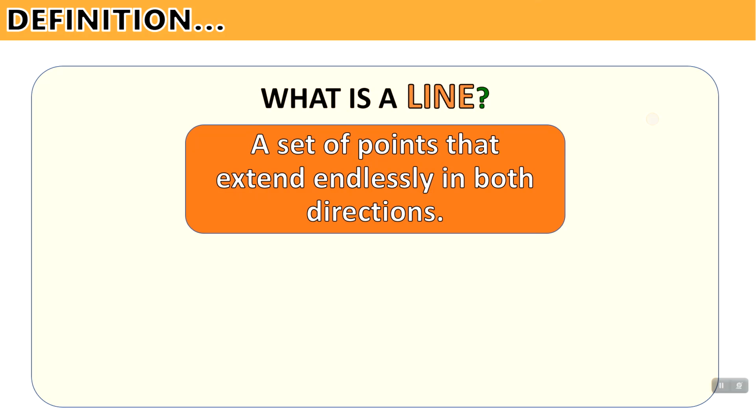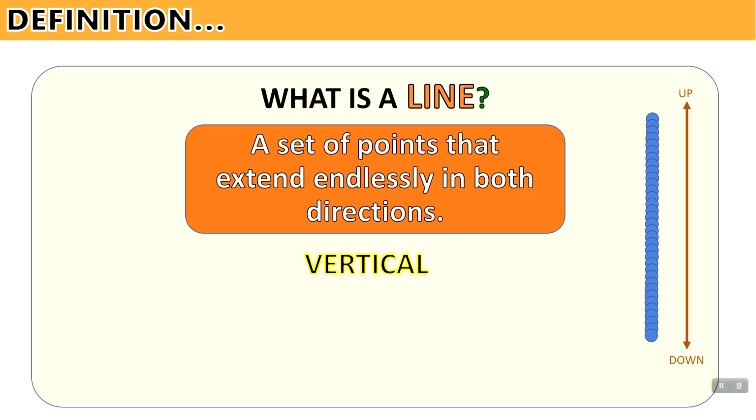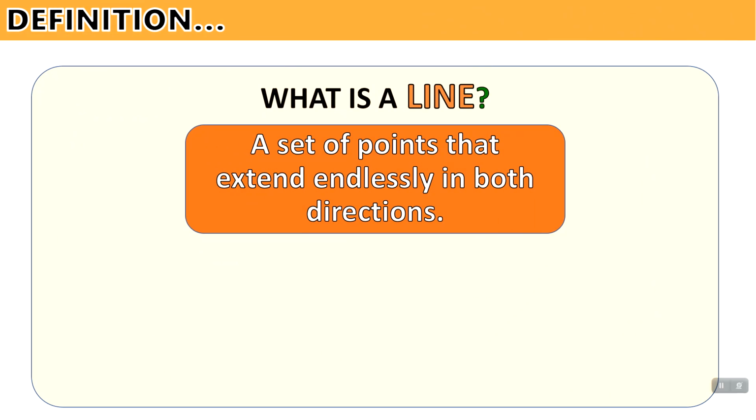Now, what if we took a point and we added points underneath it, going one after the other directly underneath as far as we can go? That also looks like a line. Since it goes from the highest point up to the highest point down, lines drawn up and down we call vertical. A vertical line runs up and down.